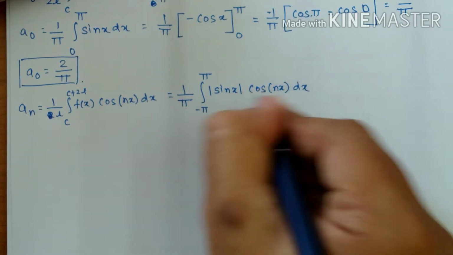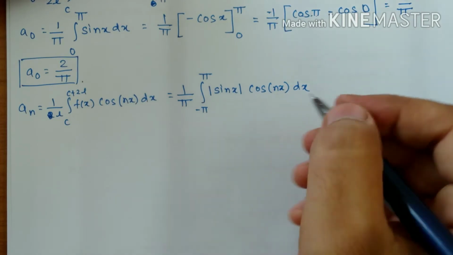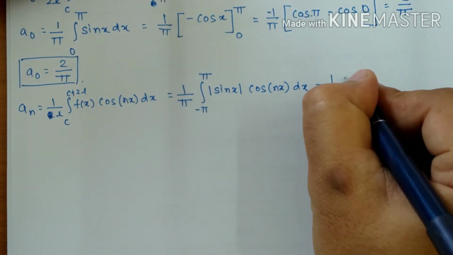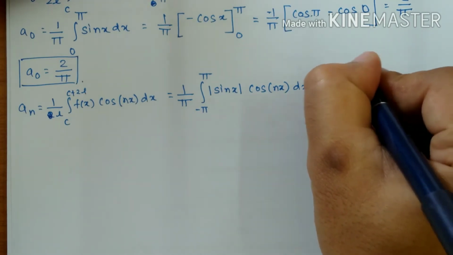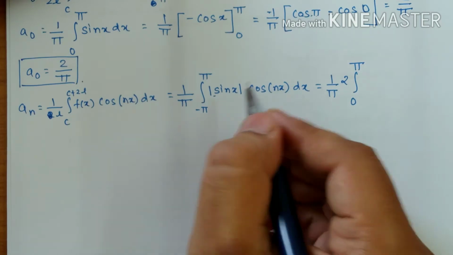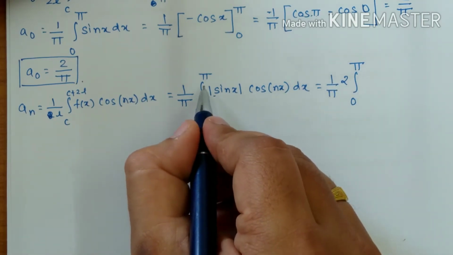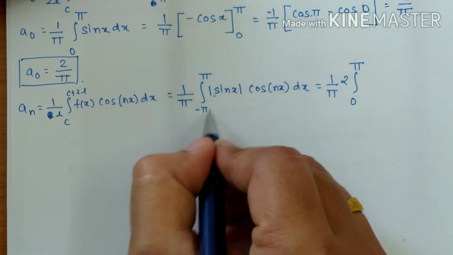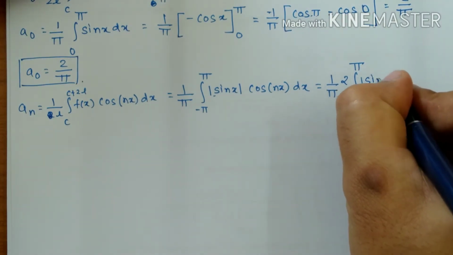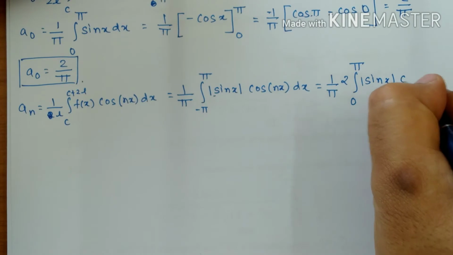As discussed, mod sin x is an even function. Hence, we will have 1 upon pi, 2 times integration from 0 to pi. Why? Because mod sin x is even, cos is even, and even into even is always even. So, by the property of definite integral, we can rewrite this integral as 2 times integration from 0 to pi mod sin x into cos n x.